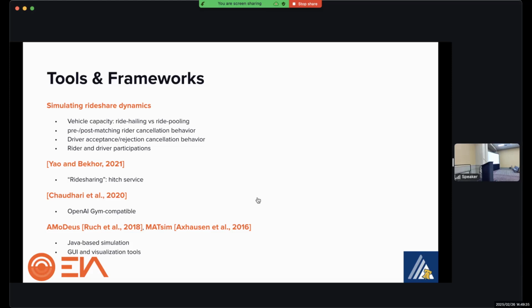So that's particularly useful for training reinforcement learning policies. And if you have more advanced programming proficiency, the Armodus and MATSim are both Java-based extensible simulators that come with a graphical user interface and rich visualization tools as well.